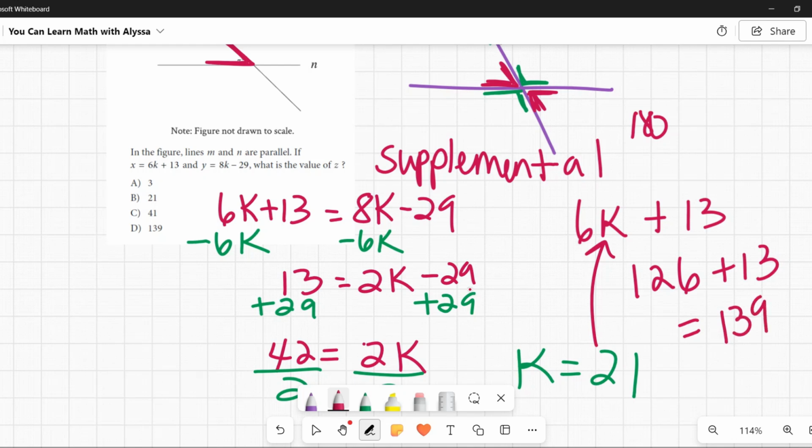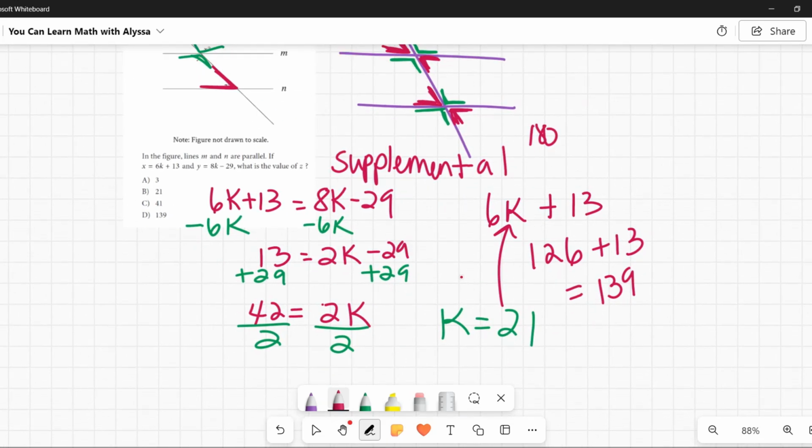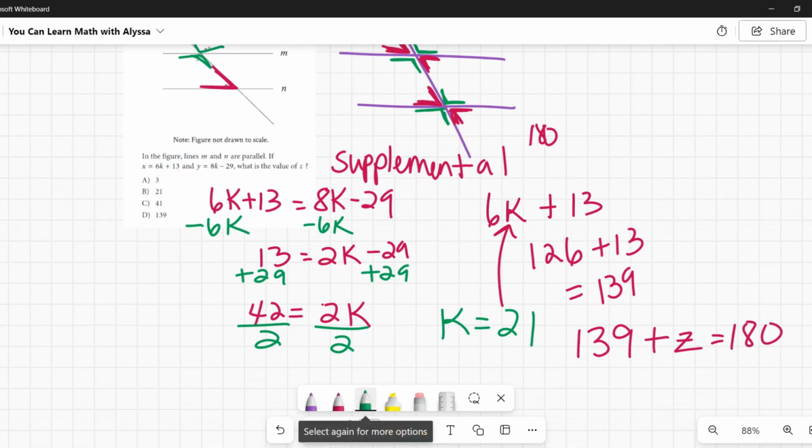So to find the value of z, I know that x or y plus z is 180. So x and y are both 139 degrees, and I'm going to add z to it. I will get 180. So to solve for z, I need to undo this. I need to undo this adding of 139 by subtracting 139. And when I subtract 139 from both sides, I get that z is equal to 41.